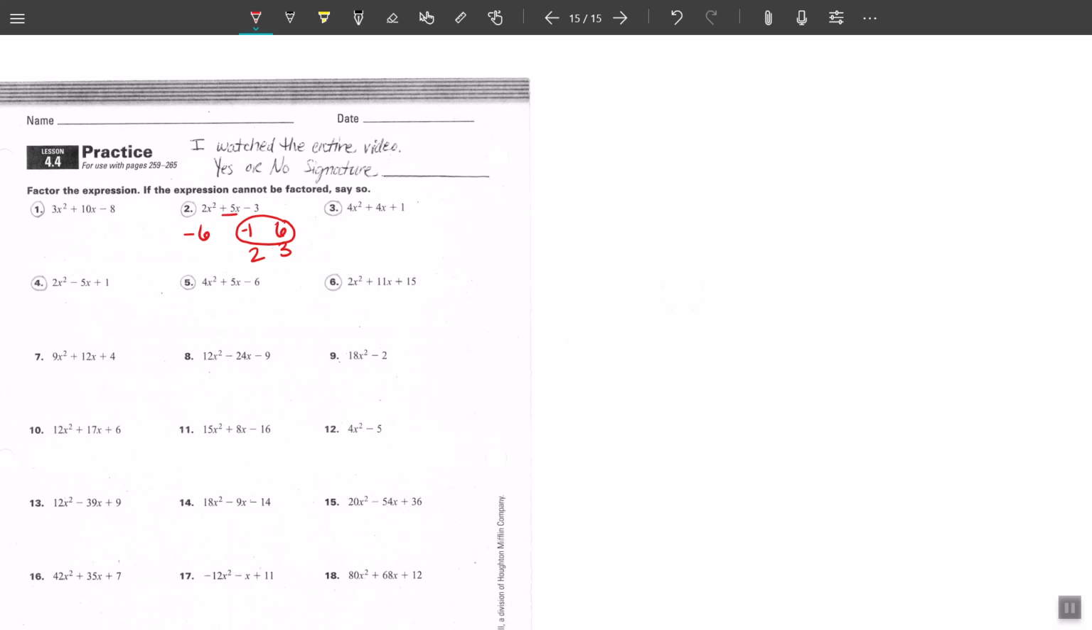All right, now I'm going to rewrite the original equation. Again, I'm rewriting the original equation, keeping everything the same, except I'm just renaming that 5x as a sum of these two terms I just found. So that positive 6x and the negative x. Those could go in either order, as we just showed with number 1. I'm going to see if it works best with this order, and then rewrite here.